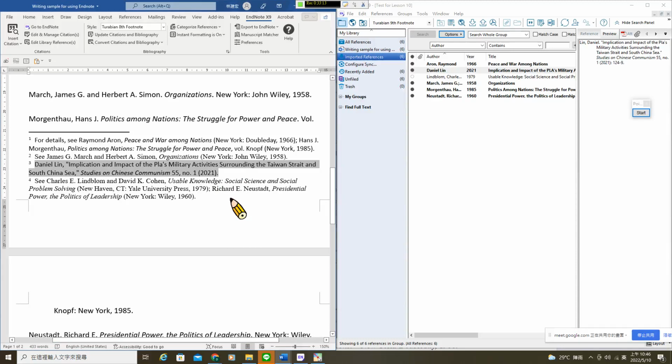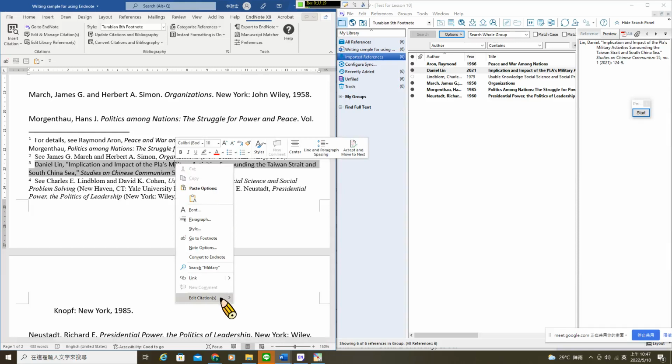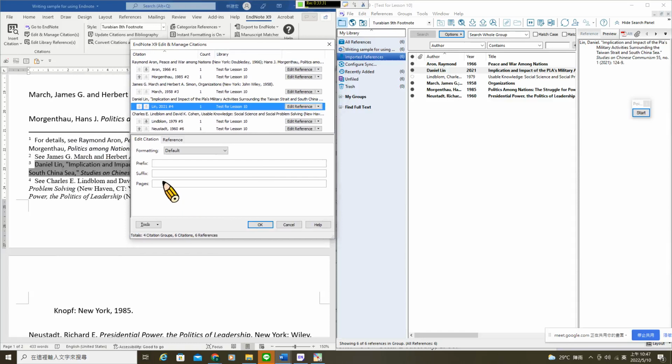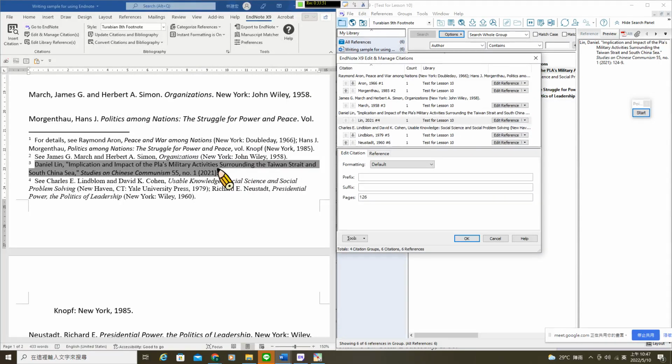And this is very important. How can you do this? You can right-click the mouse and edit citations and go to more. And the edit window will appear in front of you, and go to the pages, and you will find that the exact passage comes from page 126. Okay, you just click OK. Let's see what difference we can make. I can move here a little bit. Look here, the number will appear here.